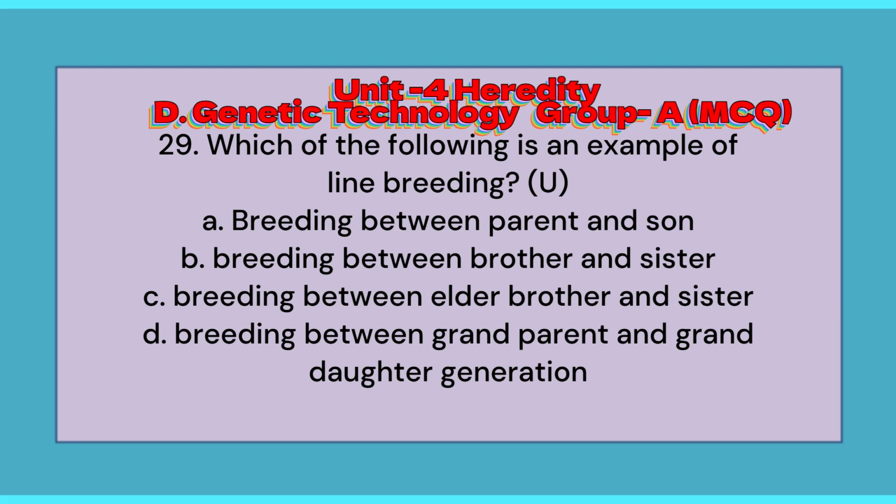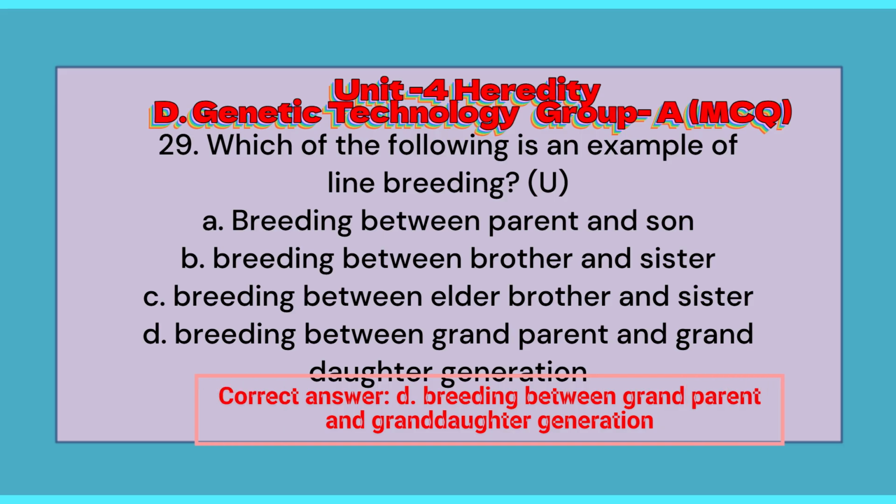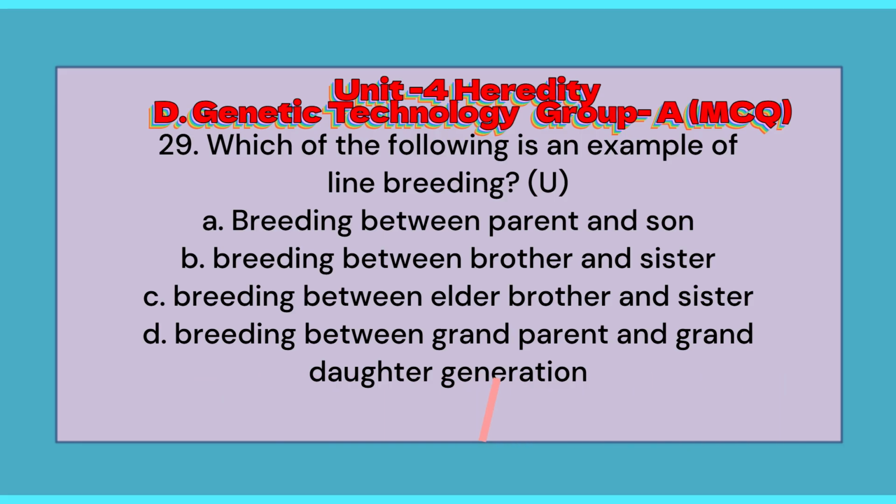29. Which of the following is an example of line breeding? A. Breeding between parent and son. B. Breeding between brother and sister. C. Breeding between elder brother and sister. D. Breeding between grandparent and granddaughter generation. Correct answer: D. Breeding between grandparent and granddaughter generation.